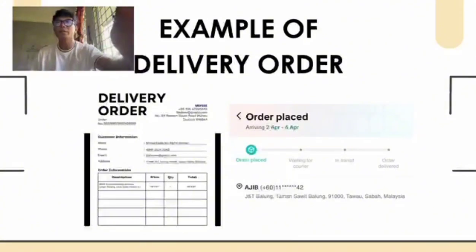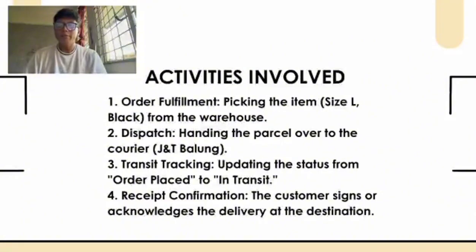Let's take a look at the example of delivery order. The key activities involve dispatching and tracking. Once the sales order is processed, the item is handed over to the carrier, in this case J&T Balung. As seen in the tracking interface, the order progress moves through stages from order placed to waiting for courier, and finally in transit. The delivery order contains the essential shipping address in Tawau, Sabah, ensuring the courier knows exactly where to go.